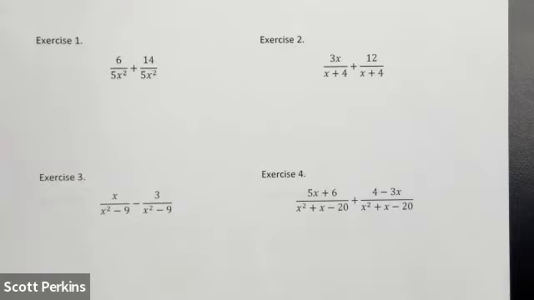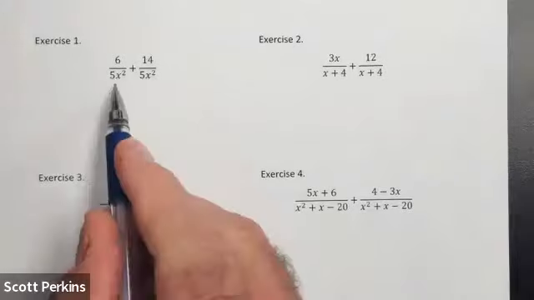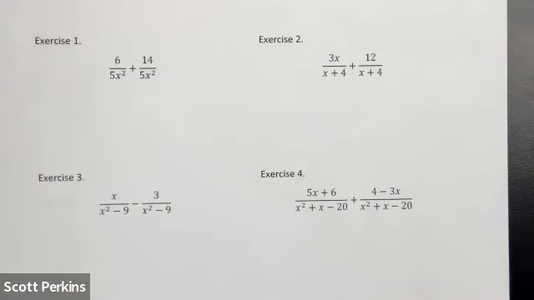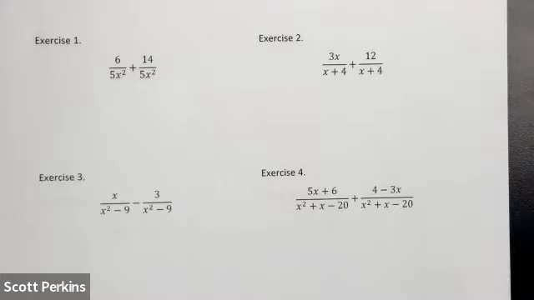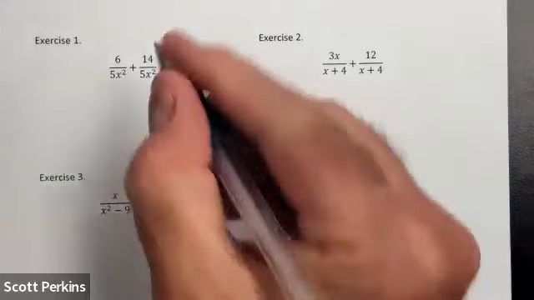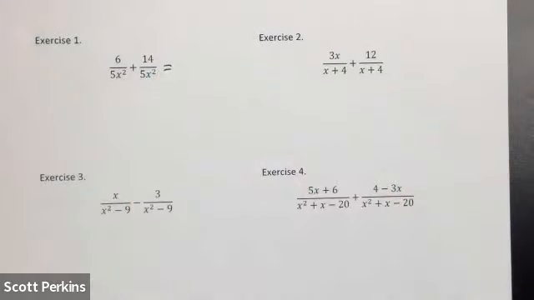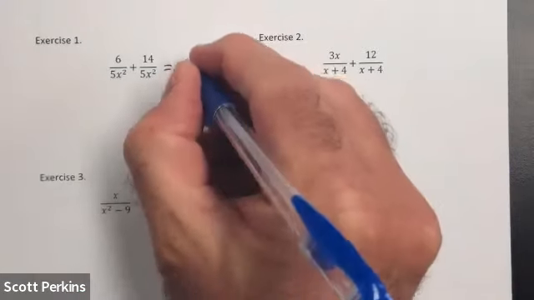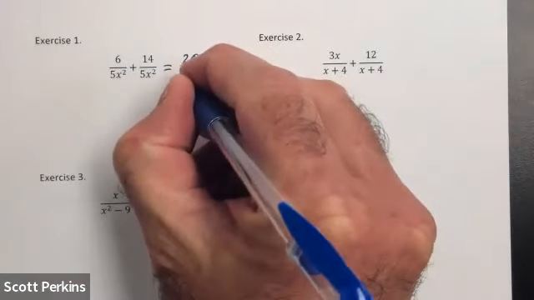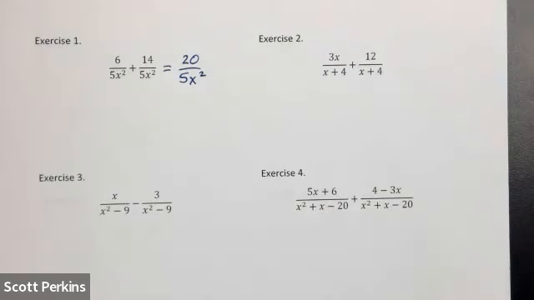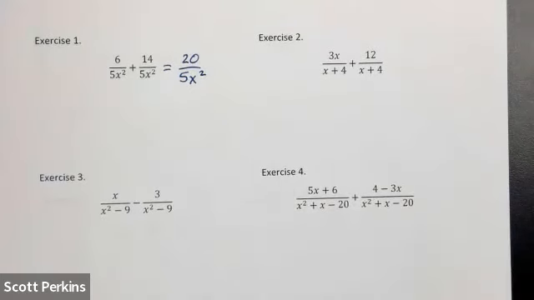Okay, so the first step, the new part for today, is I'm going to add these fractions. Again, I've got the common denominator. We're not focusing on that just yet. When we turn the page, we'll talk about common denominators and getting those. So here we go. The denominator is common. So 6 plus 14 is 20 over 5x squared. If you did that, you've done the new bit just fine.